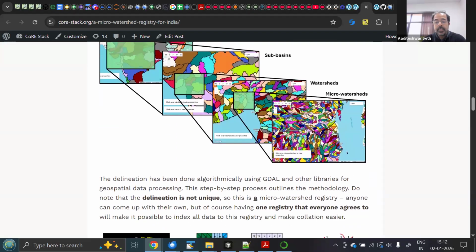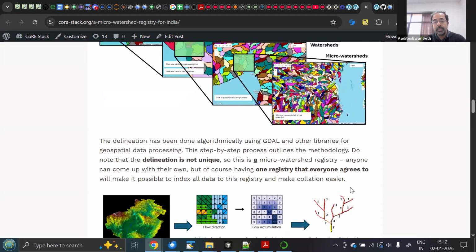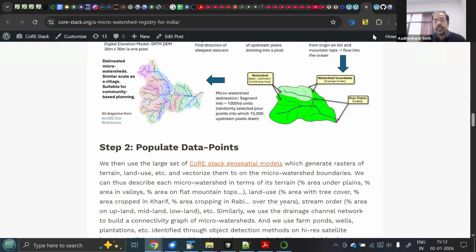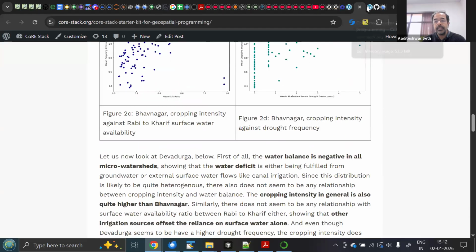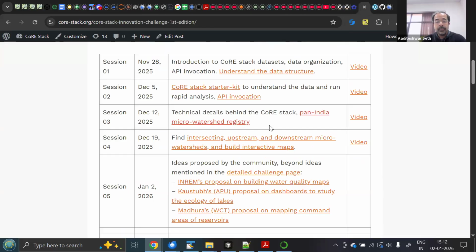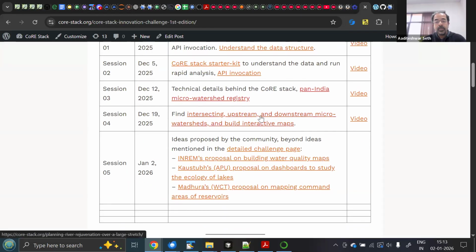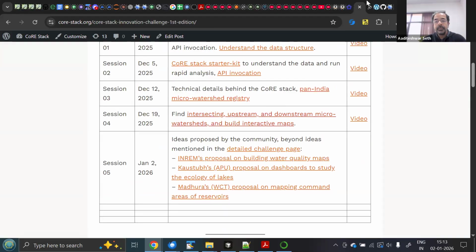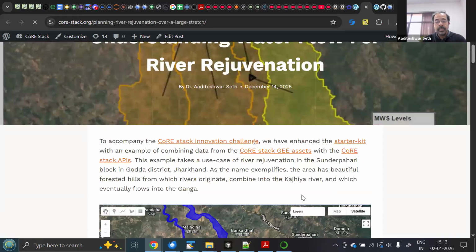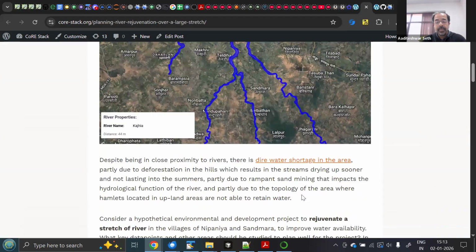And then in each micro watershed, this is pretty much the size of a village. So in each micro watershed, we compute all of those properties, of cropping intensity and time series of cropping intensity. A lot of that is what comes from these things. Then we also built a bunch of demos of interesting interactive applications that you can do.